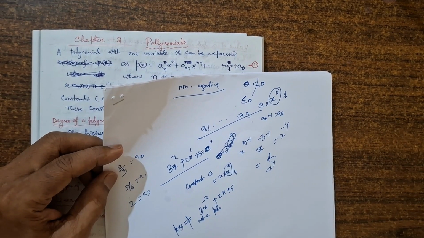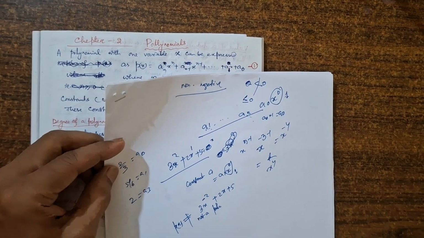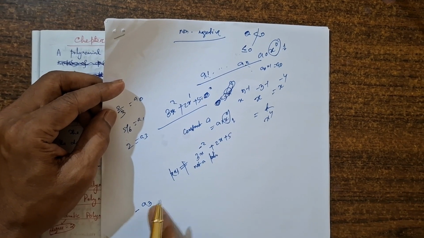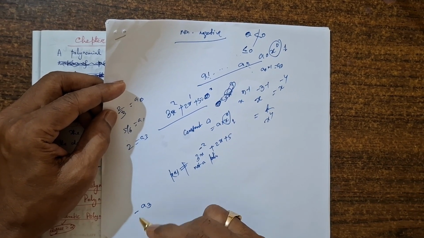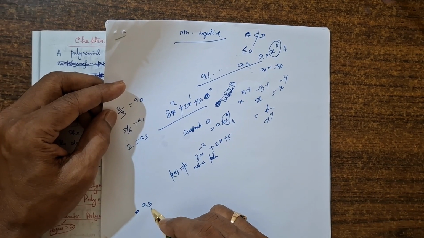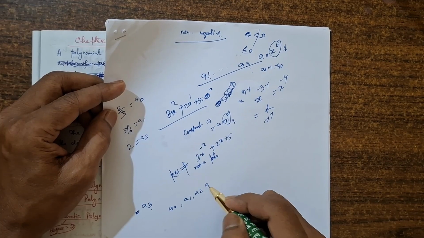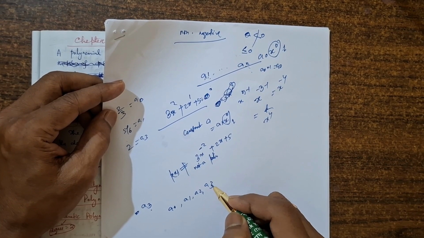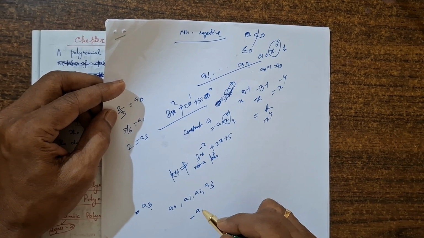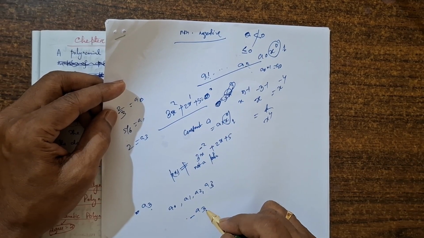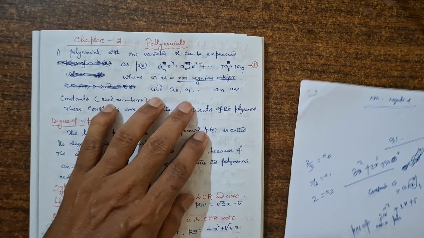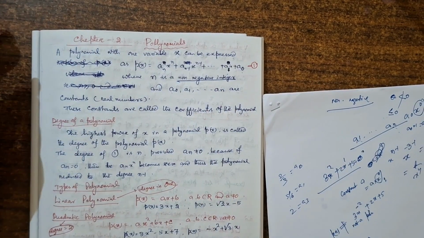What is the minus a_3 term? It has no meaning. a_3 means the fourth term, if we are writing a_0, a_1, a_2, a_3, so a_3 comes as the fourth term. But what is minus a_3? Minus a_3 term is meaningless. So it is always written that n should be a non-negative integer.